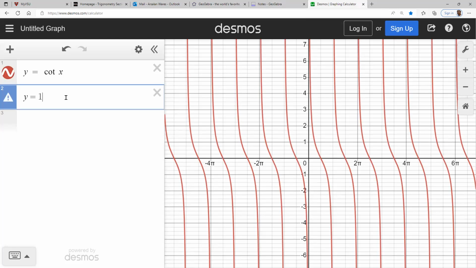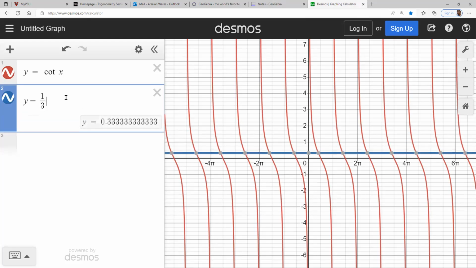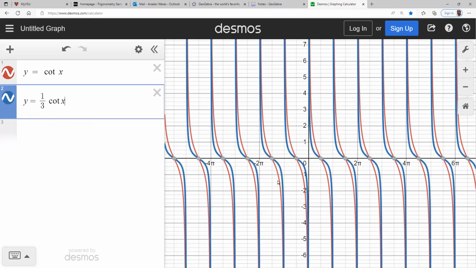is equal to 1/3 cot x. Now, this is a vertical compression. So basically what they're doing is they're pushing the red curve towards the x-axis from both directions, up and down. So it's being squished. The red curve is being squished towards the x-axis. And that's what we mean by vertical compression by a factor of 3. Again, as we said, it does not impact the range. It does not impact the domain.